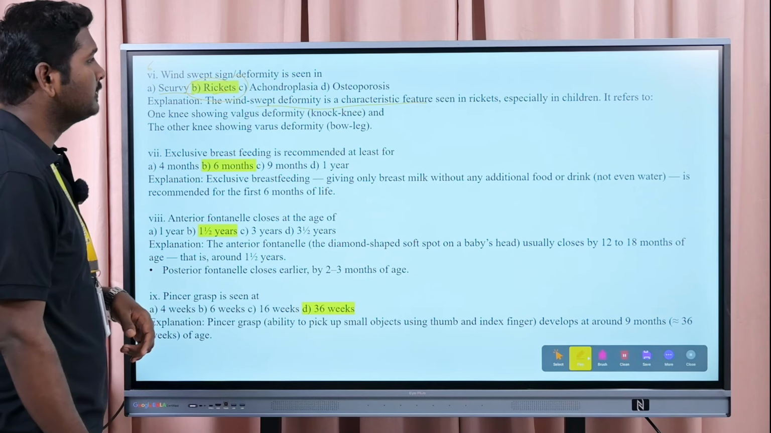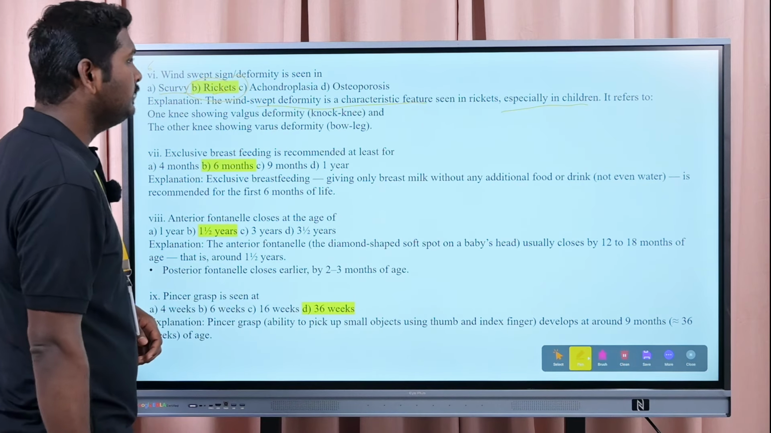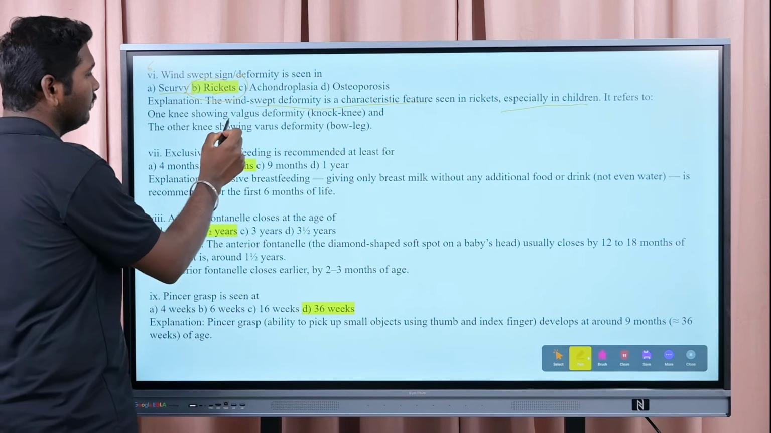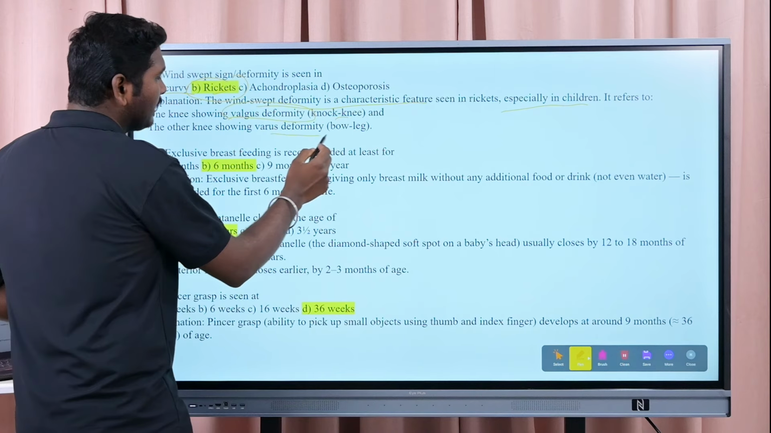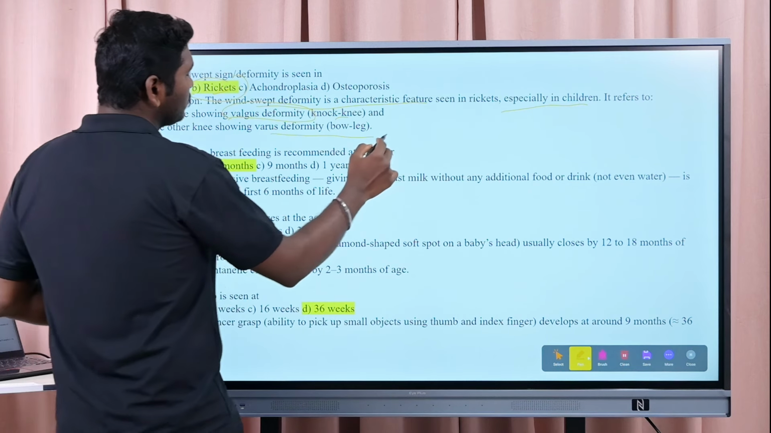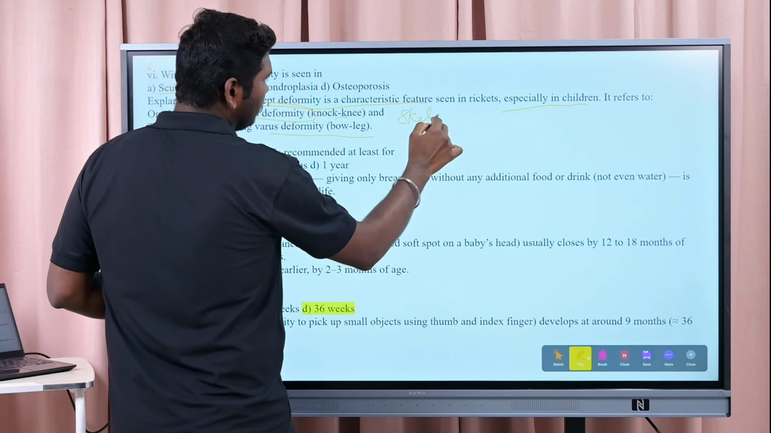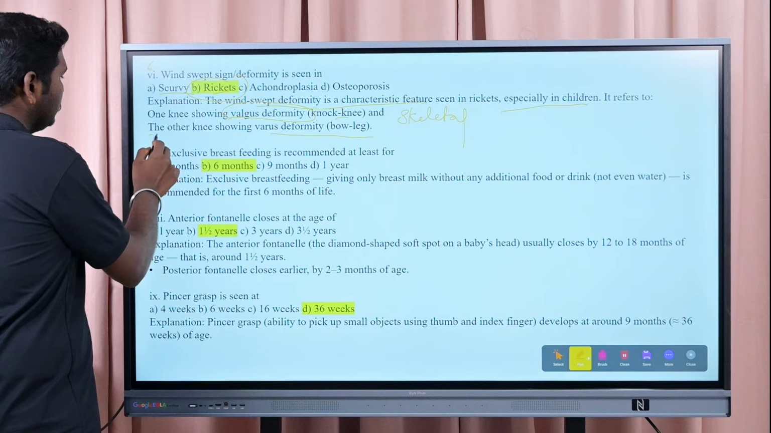The windswept deformity is a characteristic feature seen in rickets, especially in children, which refers to one knee showing valgus deformity, that is a knock knee, and the other knee showing varus deformity, which is a bow leg. So it is all about the musculoskeletal disorder. Okay, and next, 7th question.